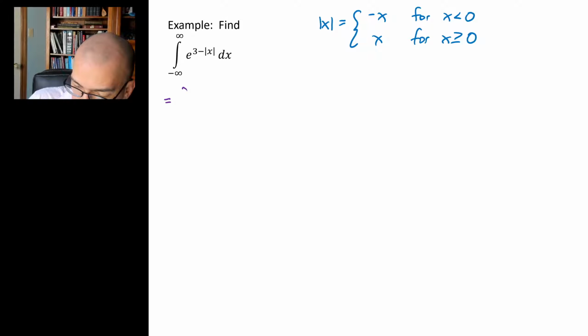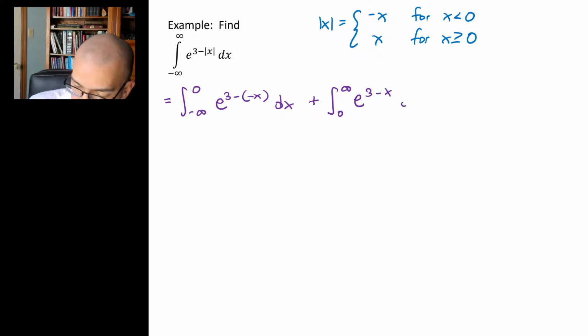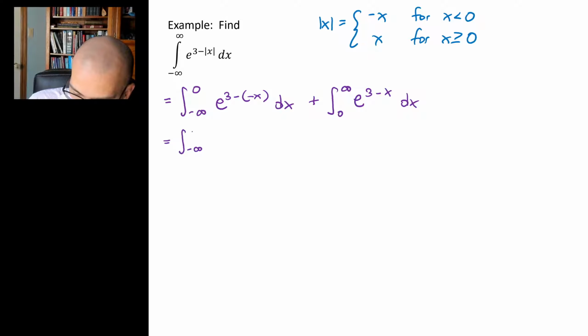So this becomes the integral from minus infinity to 0 of e to the 3 minus negative x. So that's for the left-hand side of the number line. For x less than 0, absolute value of x gets replaced by negative x. And then my second half of the integral from 0 to infinity of e to the 3 minus positive x. Then we can simplify. This becomes integral from minus infinity to 0 of e to the 3 plus x plus integral from 0 to infinity of e to the 3 minus x.